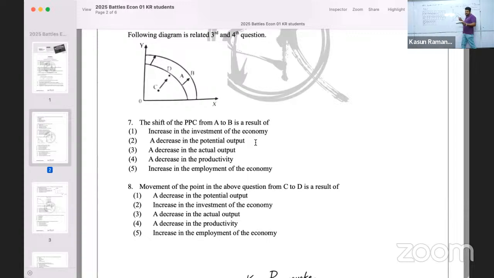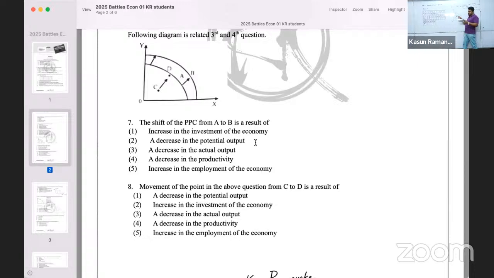Then you can see actual output has been increased. Then the other one, decrease in productivity. Has productivity been increased or decreased here? Increased as well, but anyway, the point doesn't show that one.